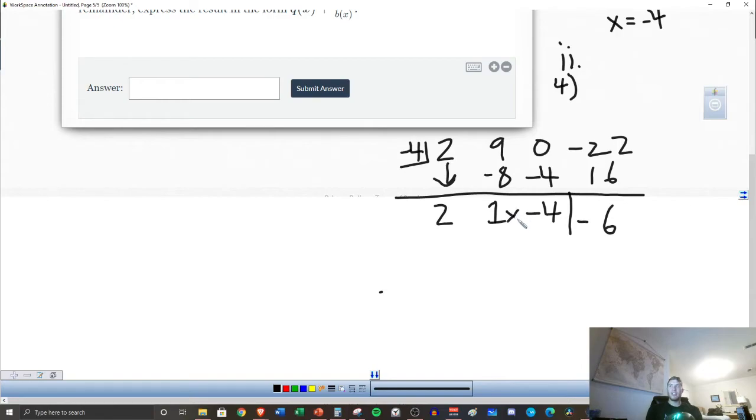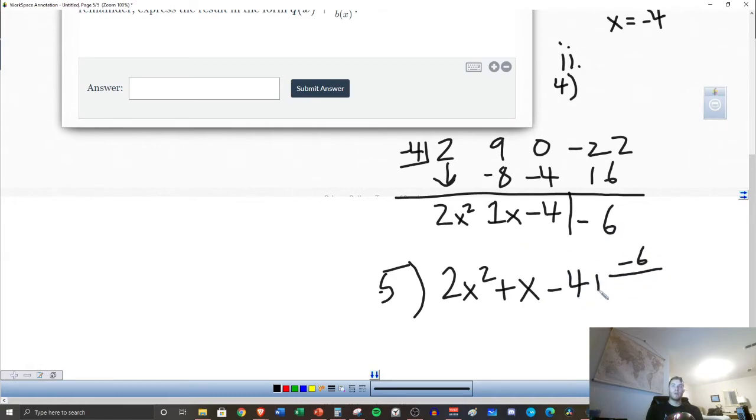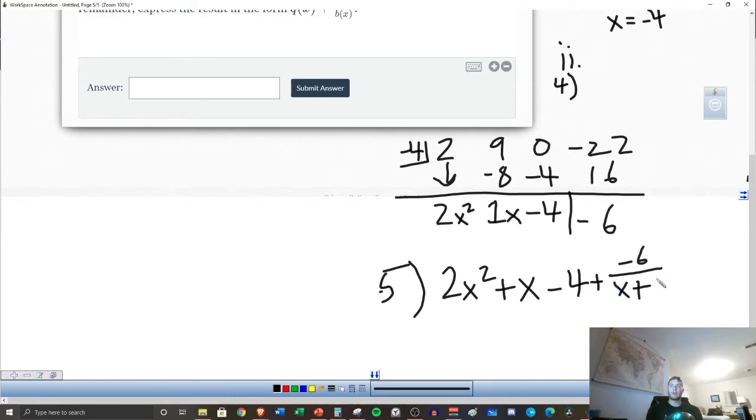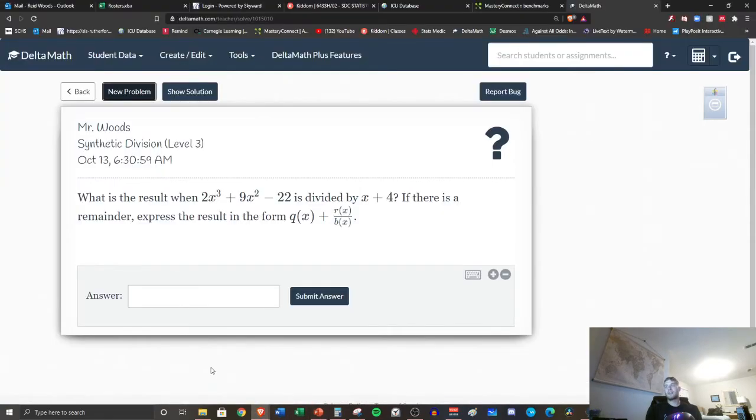Okay. We'll write in this is the constant. This is the first x term. This is the x squared term. So we're going to write this out. It's 2x squared plus x, I don't need the 1, minus 4. Then this should be -6 over, we have our divisor, which is x plus 4. Okay, that should work. So let's go back and give it a try.